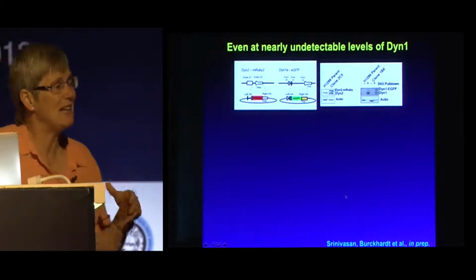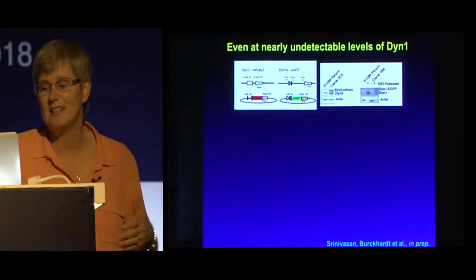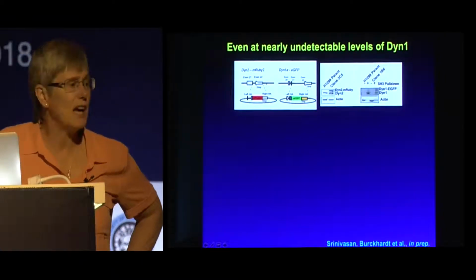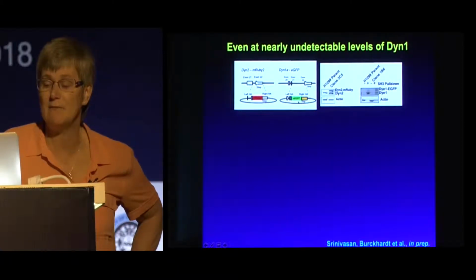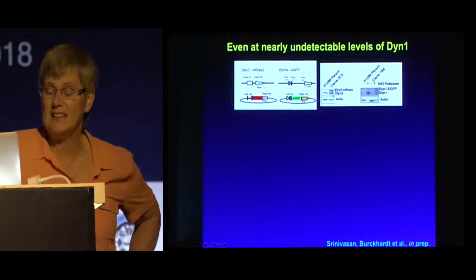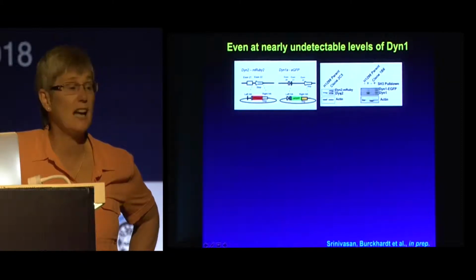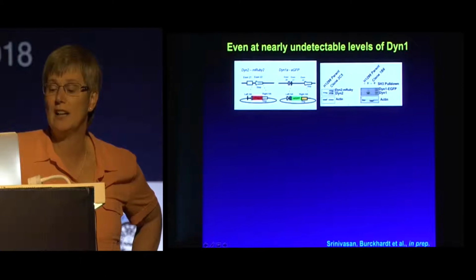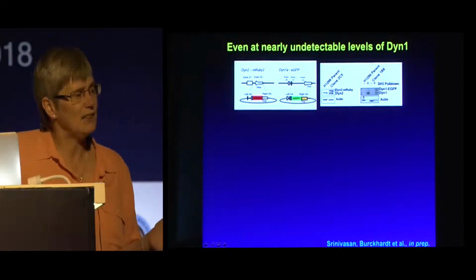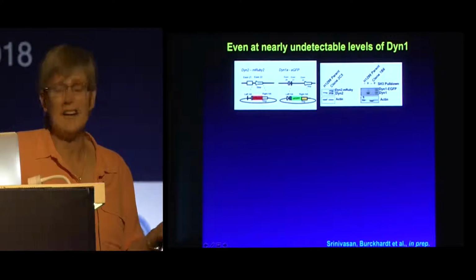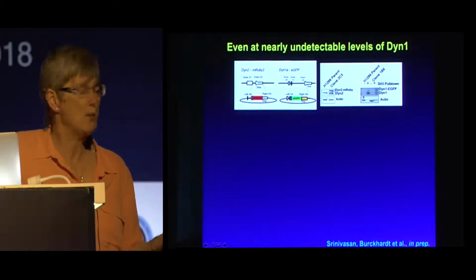Interestingly, it doesn't take much dynamin 1 in cells to have these effects. Here we used genome editing to tag endogenous dynamin 2 with mCherry and dynamin 1 with EGFP. You can see in these, we have a heterozygous dynamin 2 mCherry clone that we've studied, and likewise a heterozygous dynamin 2 EGFP clone. In these H1299 non-small cell lung cancer cell lines, we can barely detect dynamin 1 by Western blotting.